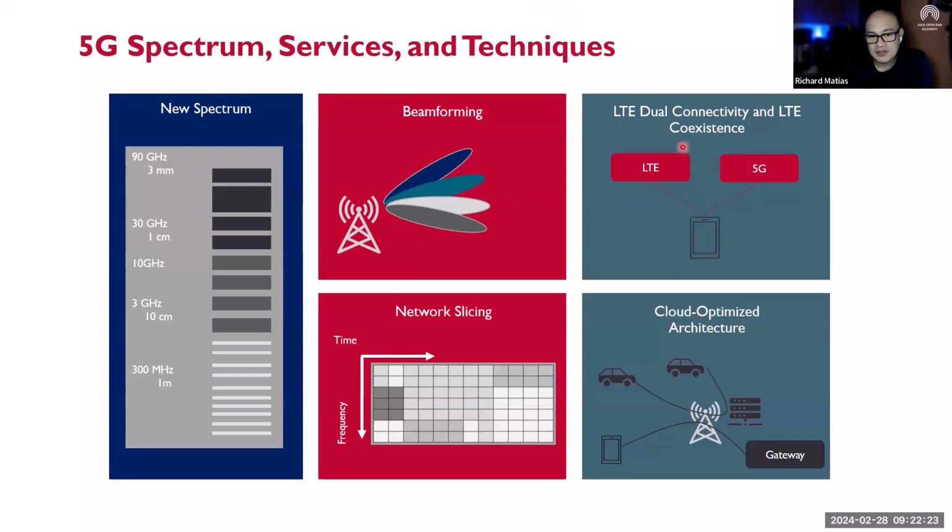Okay. So we have the dual connectivity, the network slicing, and this one is the cloud optimized architecture, as I mentioned previously. Okay.